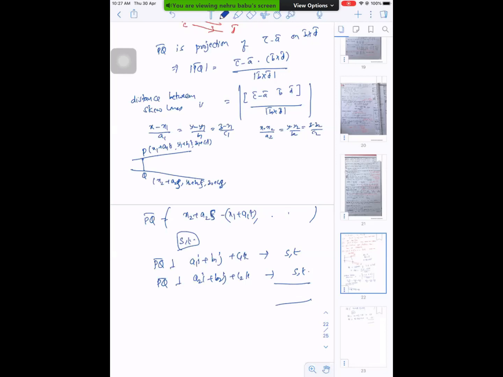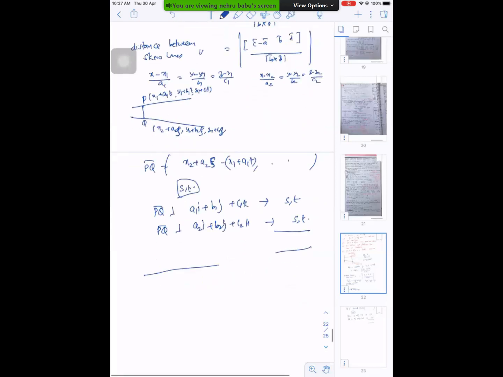So if they're asking for the coordinates of PQ, or if they're asking for the PQ magnitude, we will apply this method. Simply in terms of vectors, the point P is A bar plus T1 B bar, and Q is C bar plus S1 D bar. Then this vector is A bar minus C bar plus T1 B bar minus S1 D bar. This is perpendicular to B bar, one result, and this is perpendicular to D bar. Dot product is 0, so one more result.